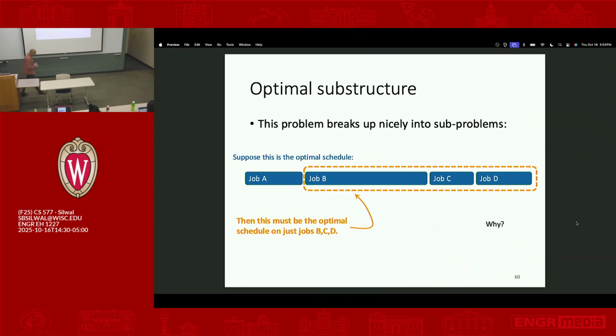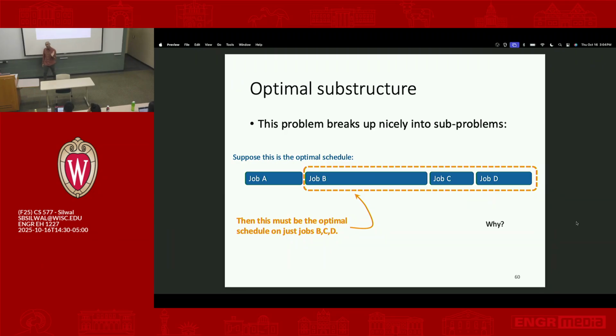So this problem also has this thing called optimal substructure. What does that mean? Let's say the optimal order in which to do the jobs looks like this: you do A and then B and C and D. What this means is if I pretend job A doesn't exist, then B, C, D is the optimal order for B, C, and D.